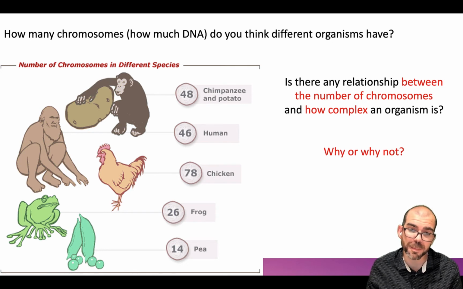Well, hopefully you've come to the conclusion that no, there is no relationship between how many chromosomes an organism has and how complex it is. A chicken has more DNA than you. A potato and a chimpanzee have more DNA than you. The amount of DNA you have has nothing to do with how complex a structure is. It just deals with the reproductive cycle of the organism or how they evolved. It's not how much DNA you have, it's what that DNA does.